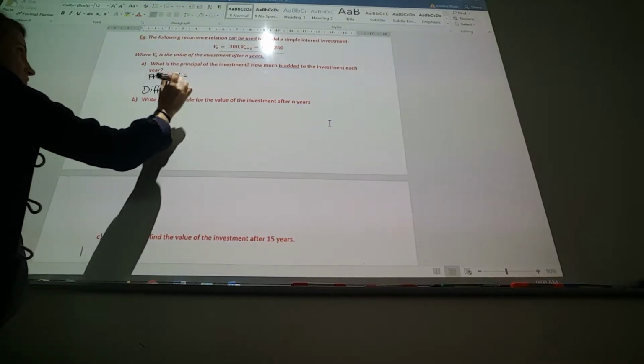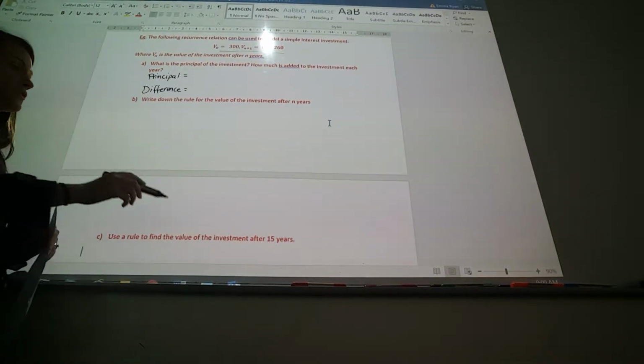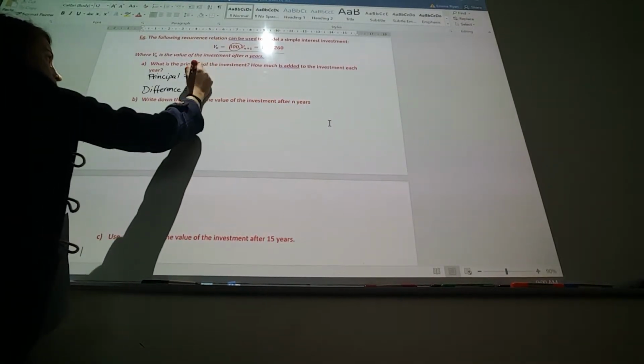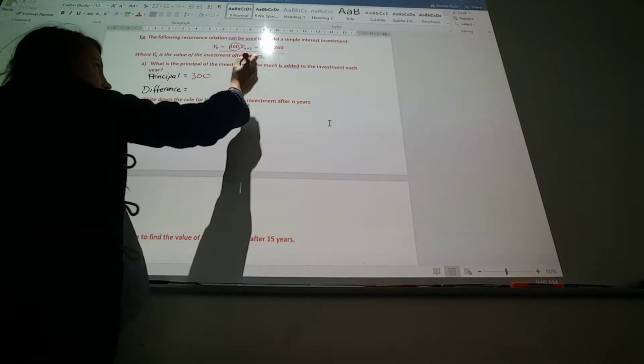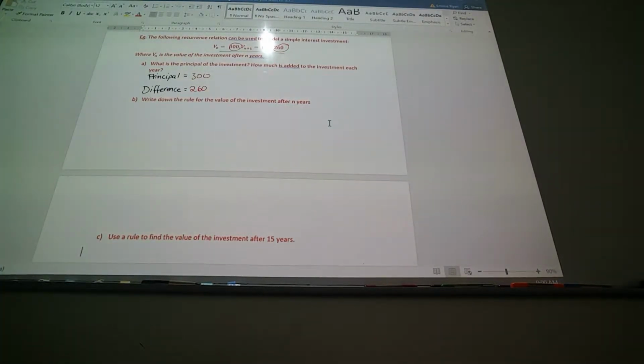So pretty much all it's saying, can you read what this says? Our principal amount we know is the same as our V0. So for this one, our principal amount must be 300. And our difference must be 260. The principal is the starting value, and the difference is what we're going up or down by. Does it say for the difference that you're adding 260 or just put the number? No, you won't need to, because when we do the rule, you'll pick whether we're going up or going down.